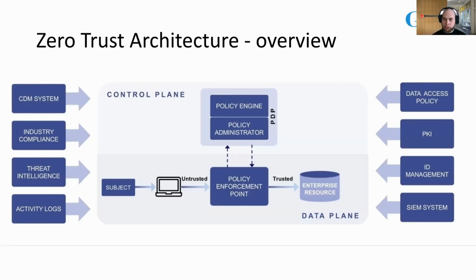In order to do this well, we depend on many different sources of data, I would say as many as we possibly can. You can see them on the sides of this slide. It's information from the CDM systems, from industry compliance, from threat intelligence, and activity logs. Anything you have running in your service should be a source of data for whether somebody should access it and at what level. Also data access policies, public key infrastructure, so your certificates and the way you manage them, identity management, and your SIEM system.